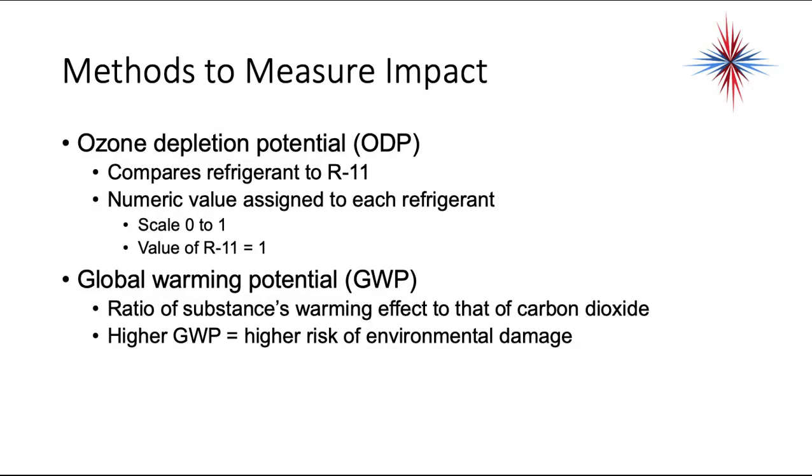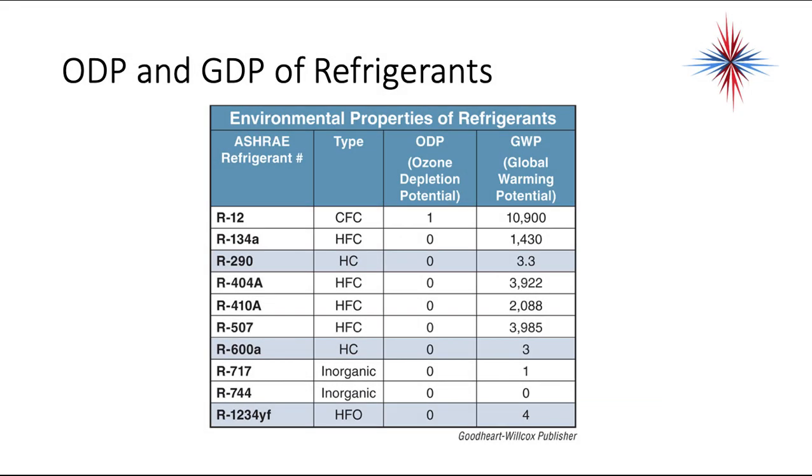There are ways to measure the impacts. The ozone depletion potential compares refrigerants to R11. Numeric values are assigned to each refrigerant on a scale of 0 to 1. The value of R11 is 1. The global warming potential, GWP, is a ratio of a substance's warming effect to that of carbon dioxide. The higher the GWP, the higher the risk of environmental damage. So this chart shows ODP and GWP of refrigerants.